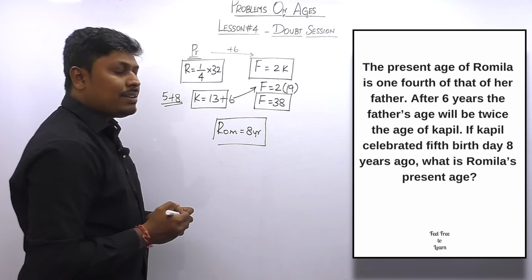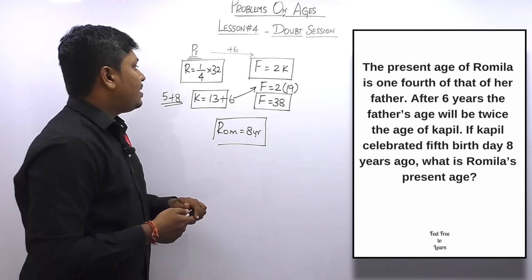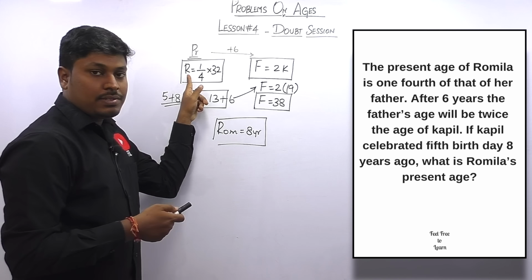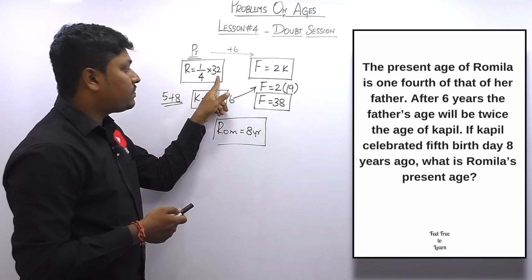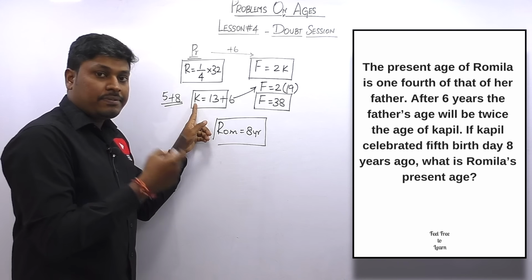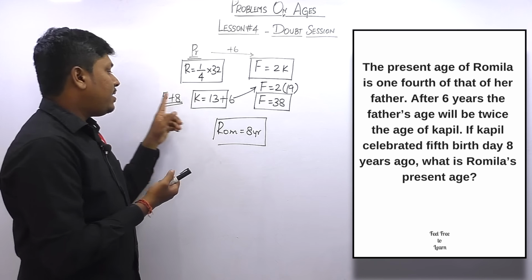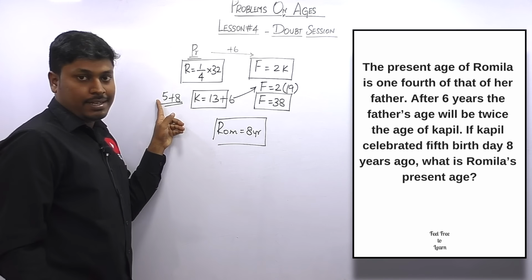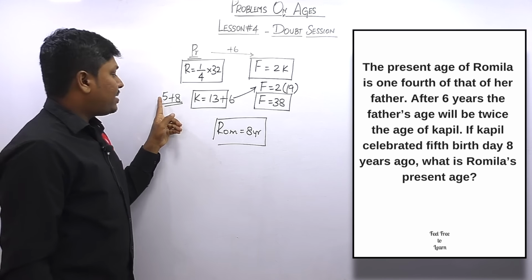I think you can logically solve this question. It's easy, right? Because initially they are saying Romila age is 1/4 of the father age. After 6 years, father age will be twice the age of couple. And for the couple they have given, couple celebrates 5th birthday 8 years ago. Then if he celebrated 5th birthday 8 years ago, the present age will be 5 plus 8, which is 13. So present age of couple is 13.